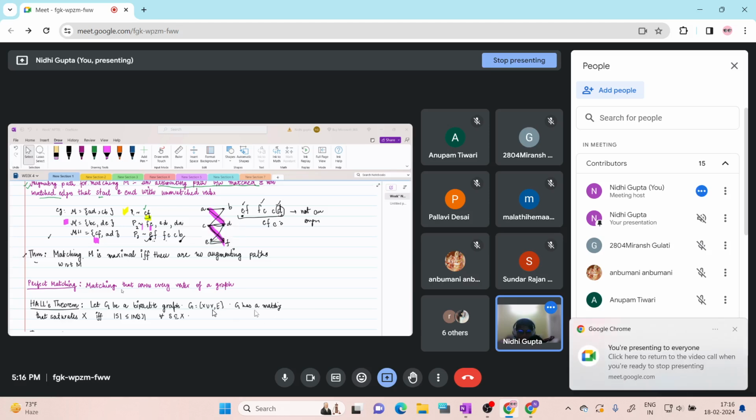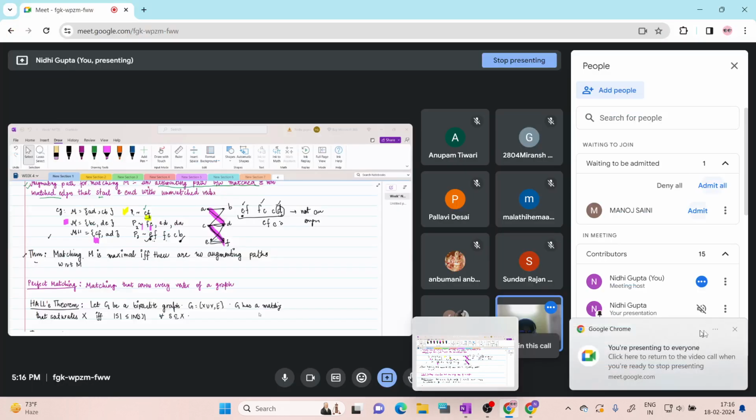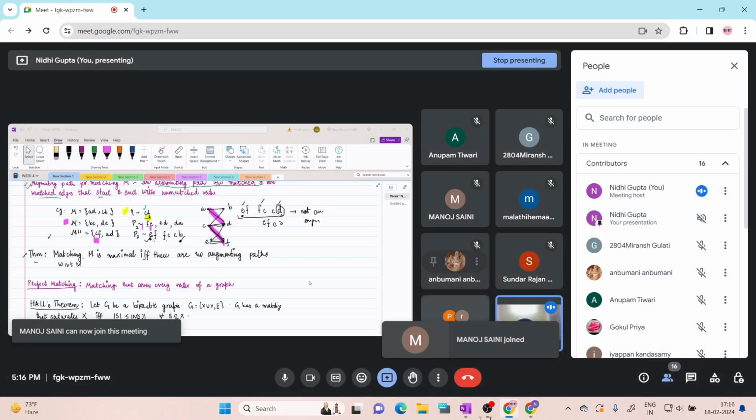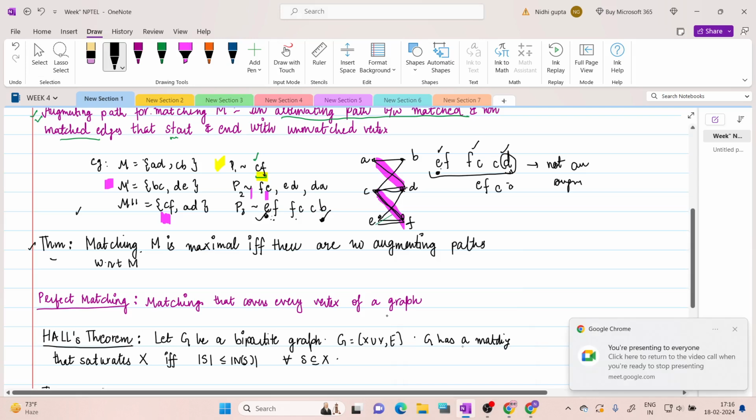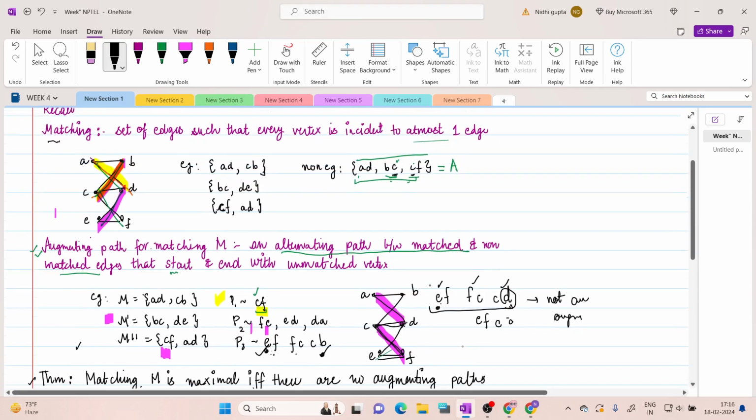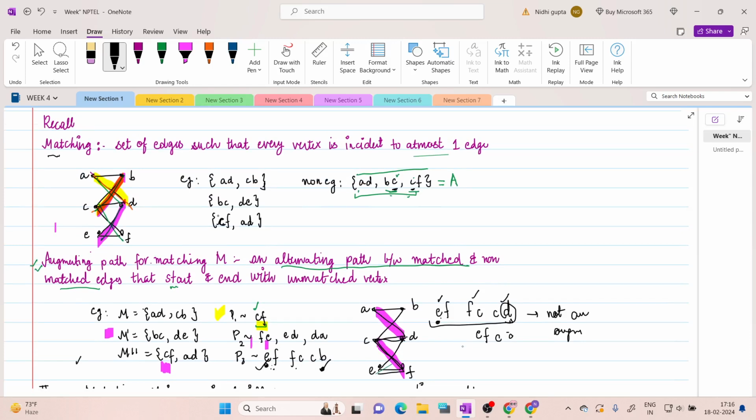And then we have perfect matching. So what is a perfect matching? Perfect matching is a matching that covers every vertex of a graph. So in this example, we have M1, M2, M3. Are any of these matchings perfect? No, ma'am.